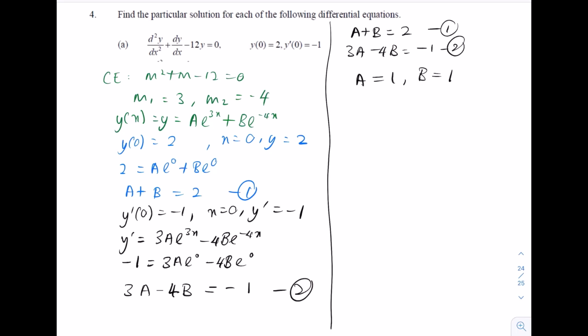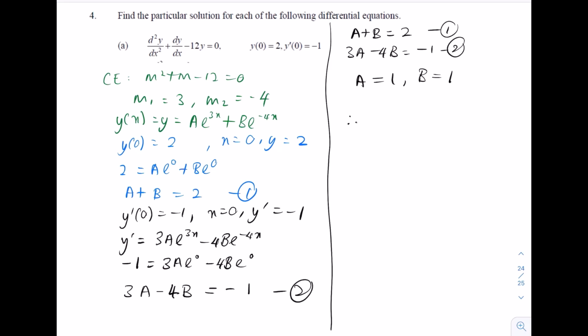So what you have to do is just copy back your general solution. This is the general solution. Then with a equals 1 and b equals 1, we just have y equals e^(3x) plus e^(-4x). This is the answer. So I hope by now you can solve linear homogeneous equations easily. Thank you, everybody.